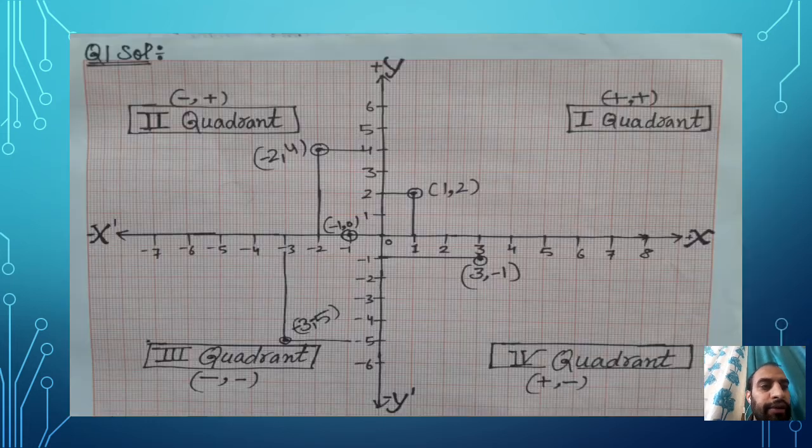Let's see, we have quadrant number 1. You can see in this figure, the first quadrant represents both values positive. When both numbers are positive, the point lies in quadrant number 1. Second quadrant means your first value is negative and second value is positive. Then in the third quadrant, both the numbers given to you are negative. And your fourth quadrant means first is positive, second is negative.